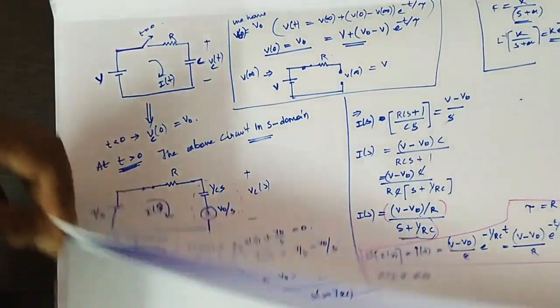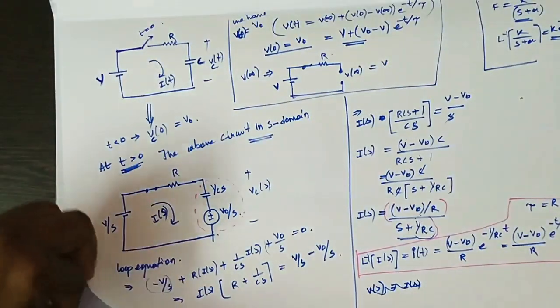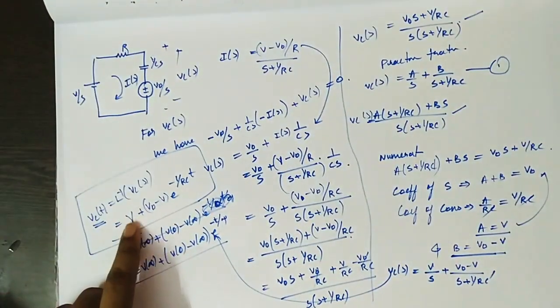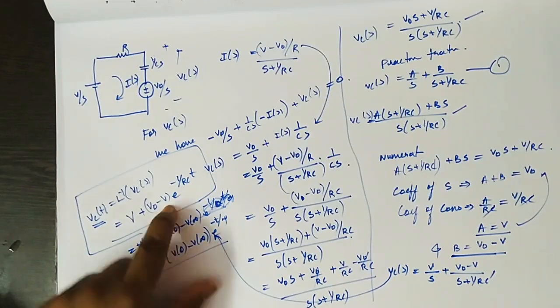So the final expression you got is this, Vc of t.